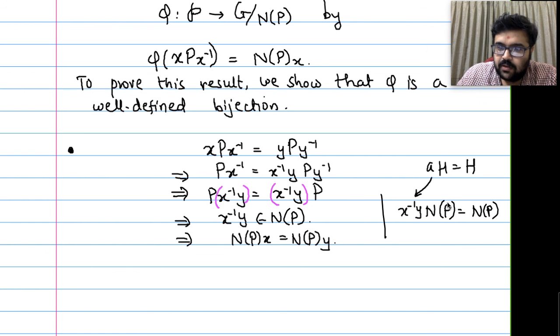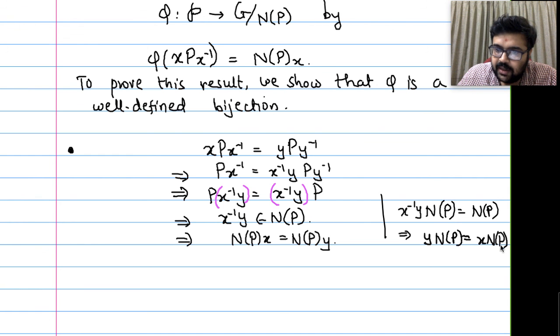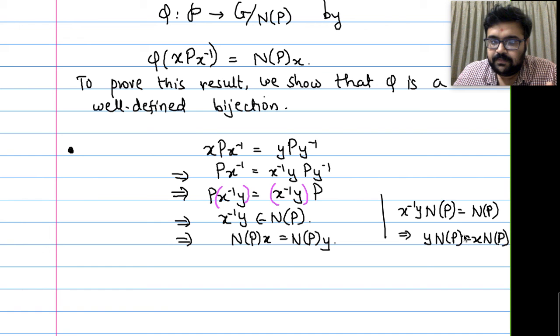So this is H. So x inverse y belongs to N(P), then x inverse y N(P) equals N(P). This is what we have. Then we multiply by x. So actually we have y N(P) equals x N(P). So we are getting left cosets here. The reason is this Herstein notation, we are on the reverse side, so we get it like this. But anyway, this is normal. Because it is normal, the left coset is the same as the right coset. So we have N(P)x equals N(P)y.